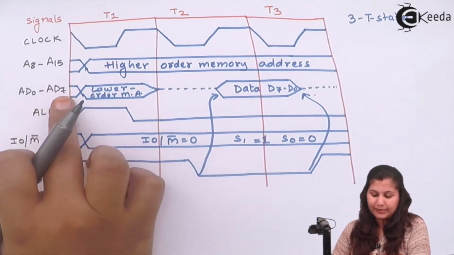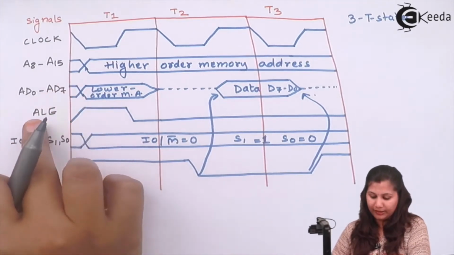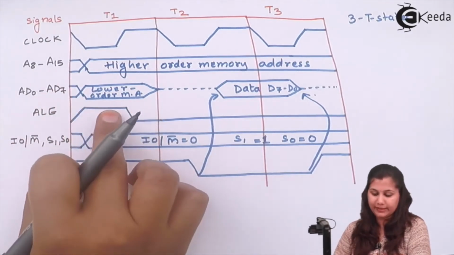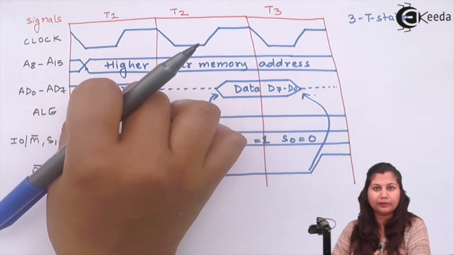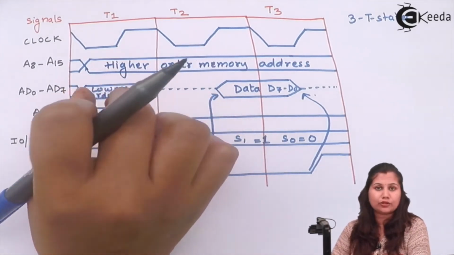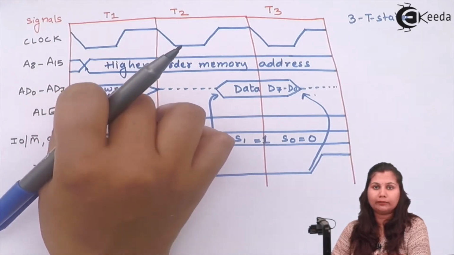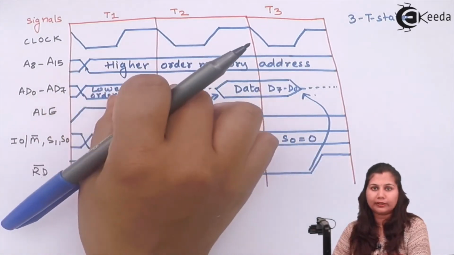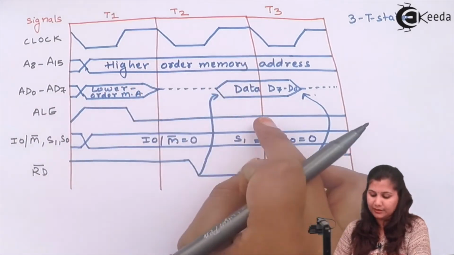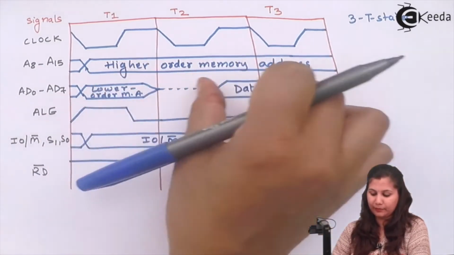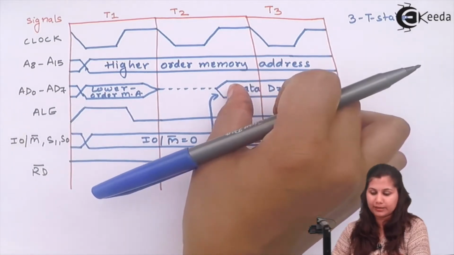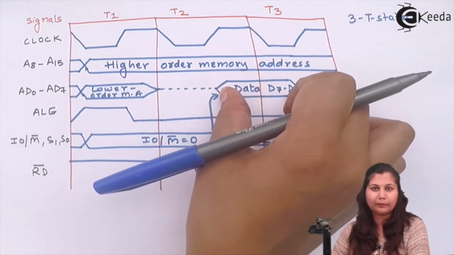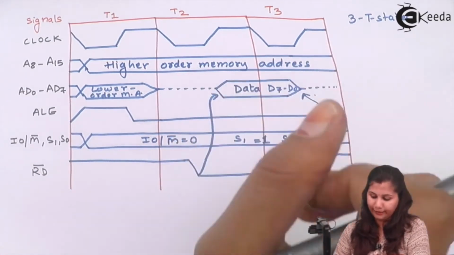They are a multiplexed address and data bus, and when this signal ALE is high, it means that whatever data is available on this bus should be considered as the lower order memory address. That means this bus acts as the lower order address bus. When this signal is low, it means this bus is acting as the data bus, and whatever data is available is that 8-bit data.